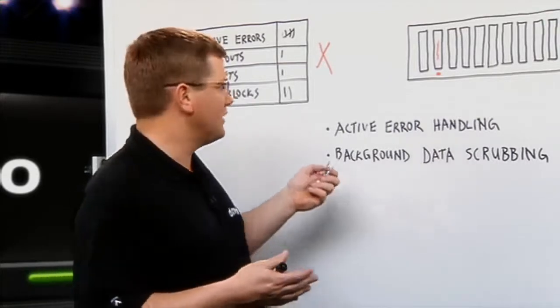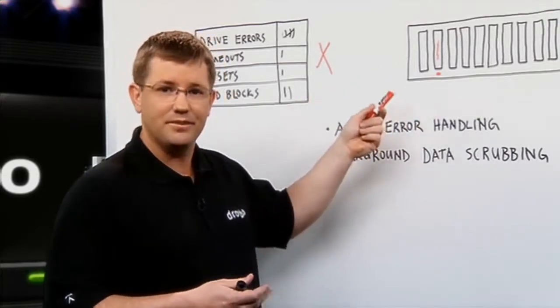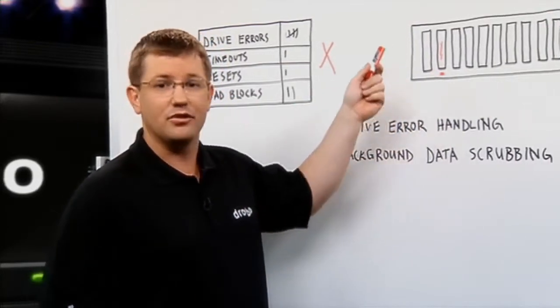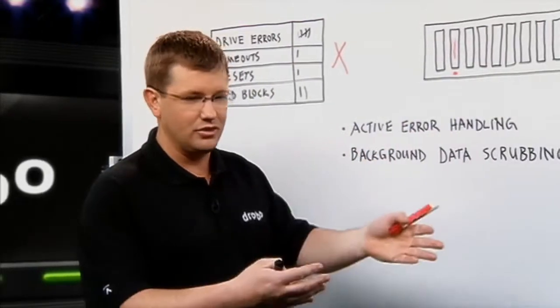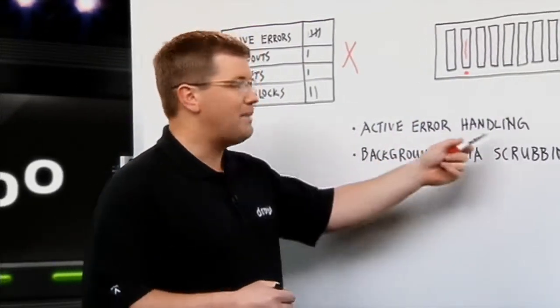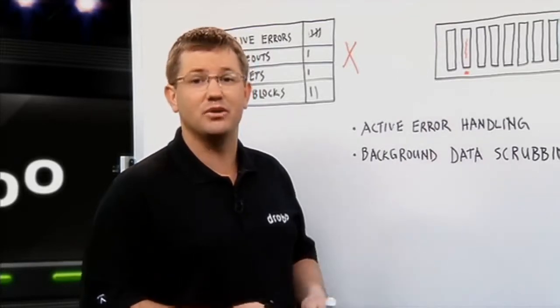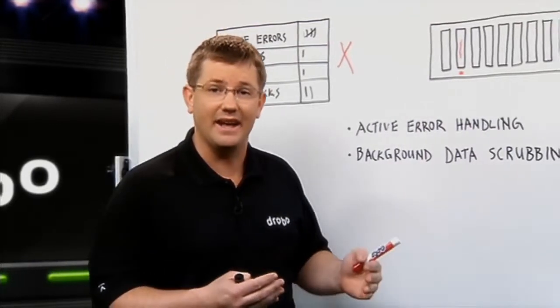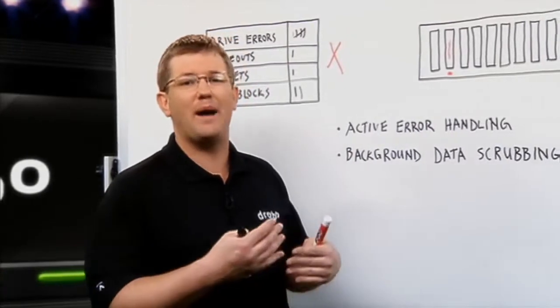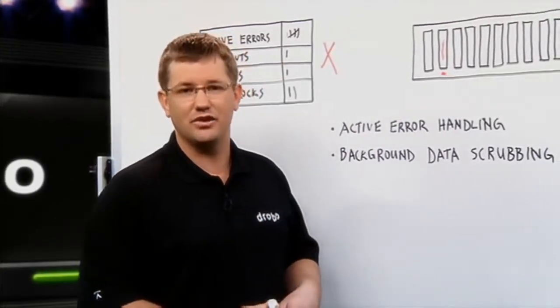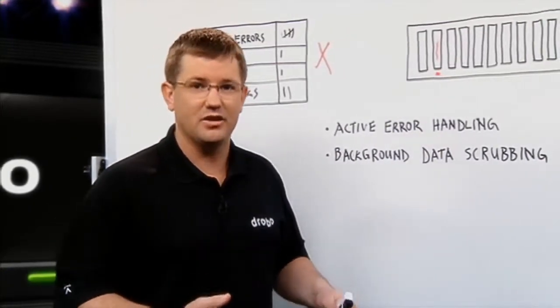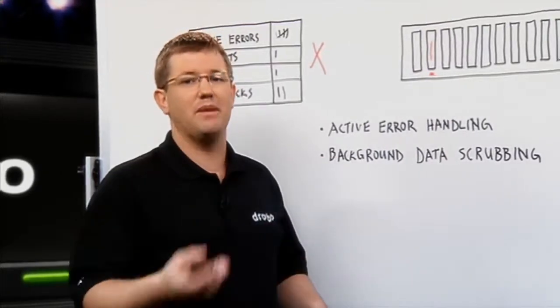The other nice thing that Drobo does is when the system's idle, when the array is not being frequently accessed, being written to or read from, in the background Drobo will go and check areas of the drive that haven't been read in a long time to ensure that data can still be accessed. If Drobo happens to stumble across an area of a drive where the data's not there anymore, we can then take its redundant copy and remap it.